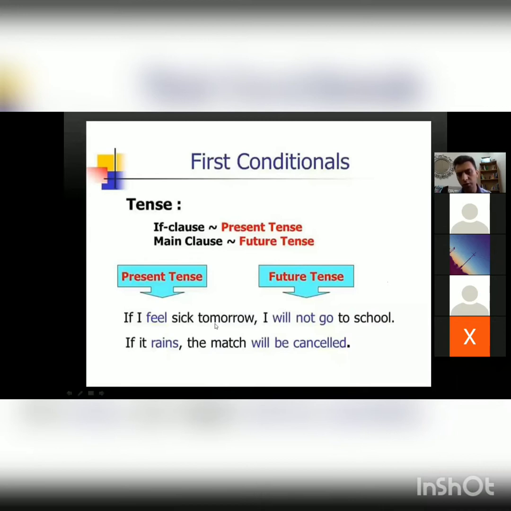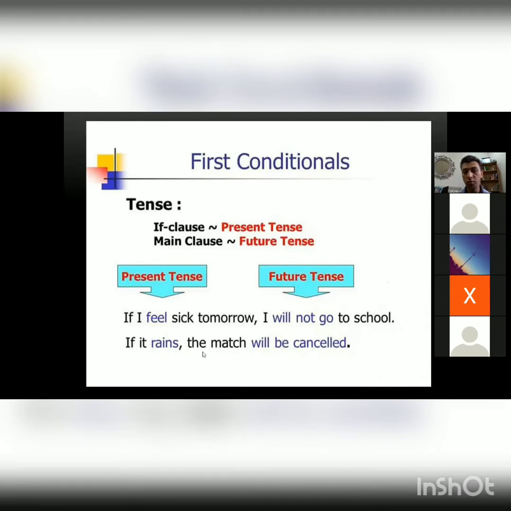This is not general. This is not a scientific truth. This condition is completely different from the open conditional statement. Look at the sentence: if it rains, so maybe it is only for tomorrow, it's only for the next match. If it rains, the match will be cancelled. Okay, look at this. And this is present simple tense. That is the subject, it is the subject, and rain has taken an s because it is singular.